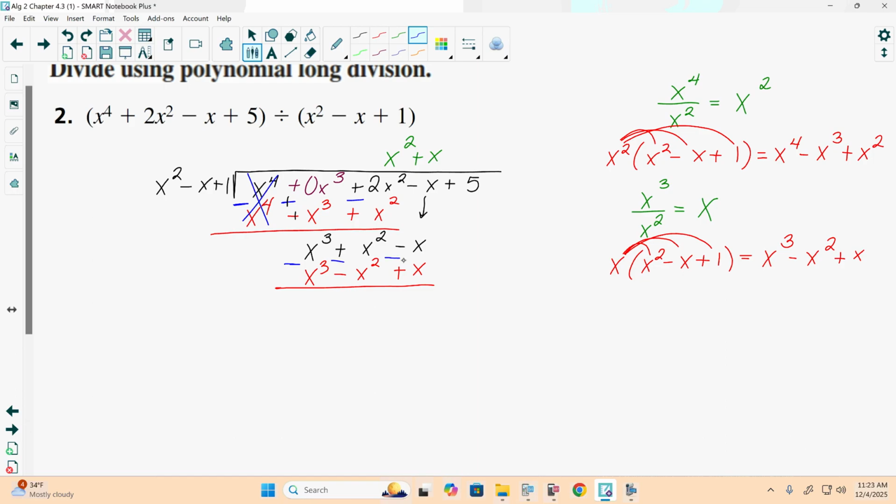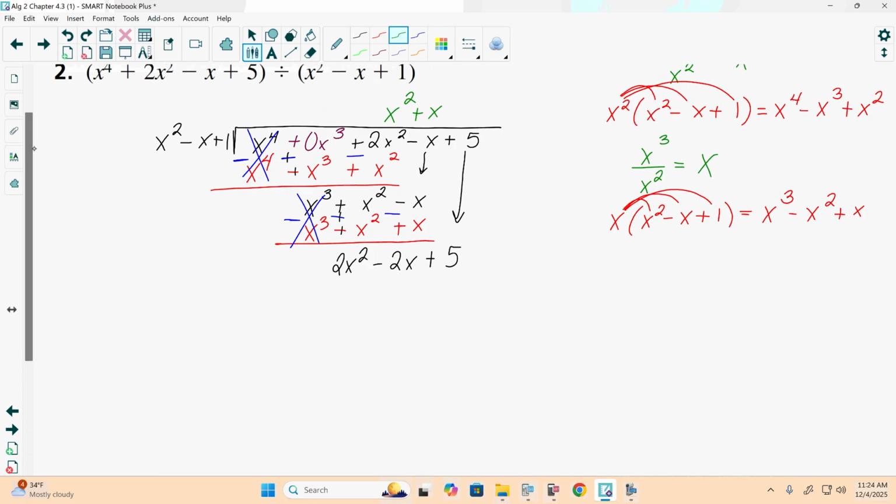x cubed minus x cubed is 0. x squared minus negative x squared? Because our negative and negative make a plus, telling us we have x squared plus x squared, giving us 2x squared. Negative x minus x is going to be negative 2x. And then lastly, we need to bring down the plus 5.